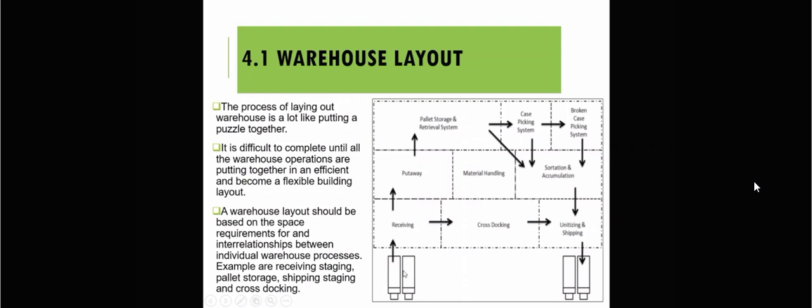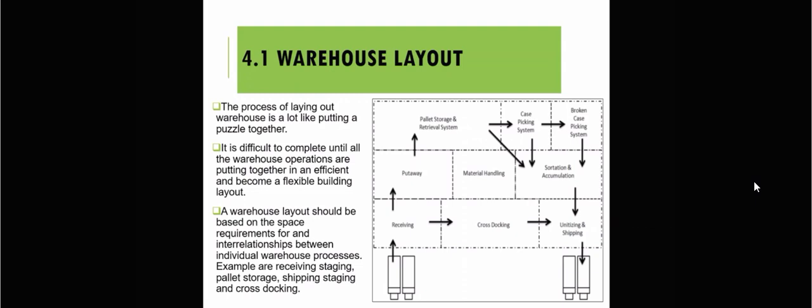So we don't want to have more movement. We want to reduce the movement as little as possible, because bila banyak sangat pergerakan, ada kebarangkalian, ada potensi untuk berlaku kecederaan, ada potensi untuk berlaku kemalangan. Jadi potensi risiko ni kita nak elakkan ya. So that's why dia kata it is difficult to complete until all the warehouse operations are put together. Kita nak susun semua sekali operasi dalam warehouse ni, kita dah tahu apa yang patut ada dan kita kena susun dengan cekap supaya kita dapat flexible punya building layout.